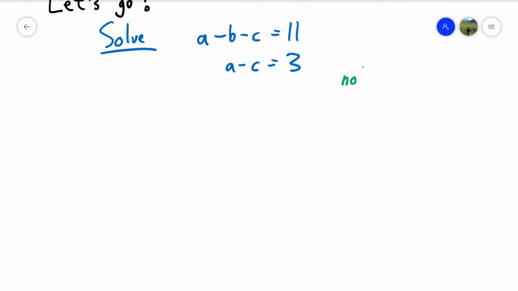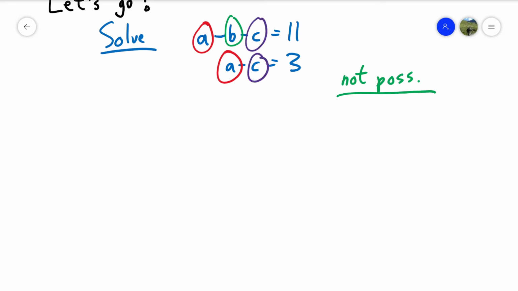You may have said not possible. If you did, you're correct, but please wait. Don't skip ahead because there's something interesting about this. How many variables are there? 1, 2, 3. And there's only 2 equations. So in theory, not possible to solve.